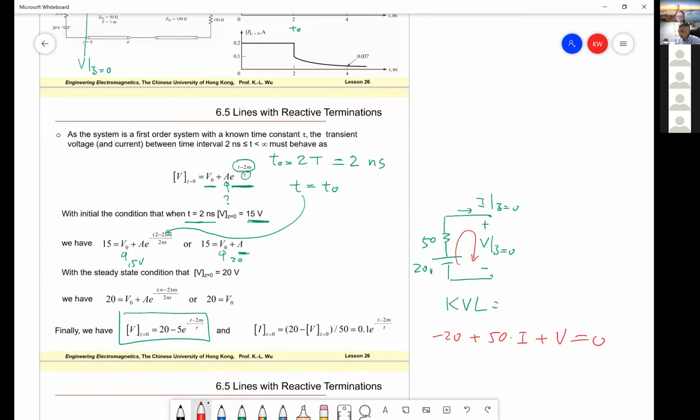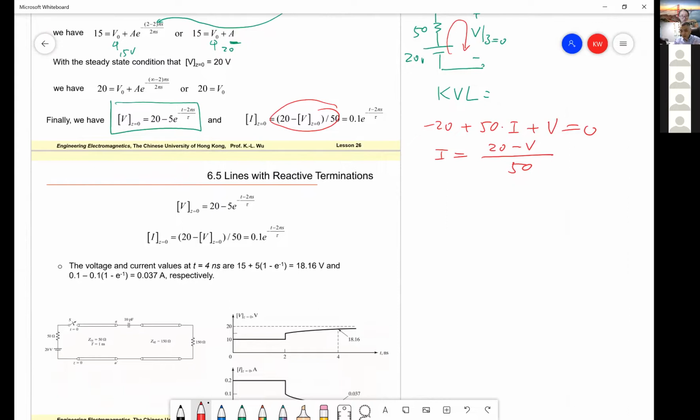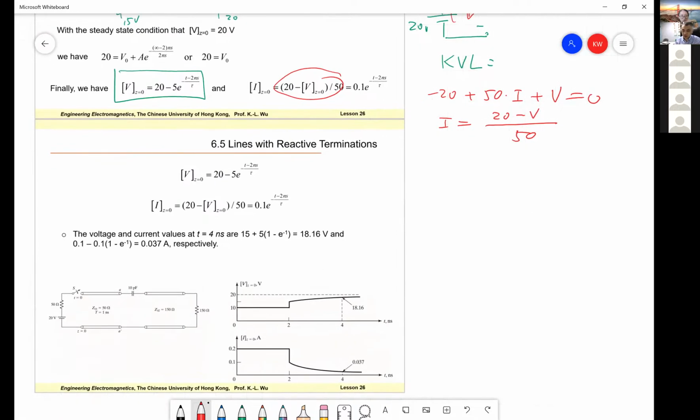Then can we find I? Okay, so I is 20 minus V divided by 50. Because we already know V, we know the current, right? Then one checking point: if you are interested in what happened when t equals 4 nanoseconds, you just substitute the t into this, then you can get the value. So that is this point.